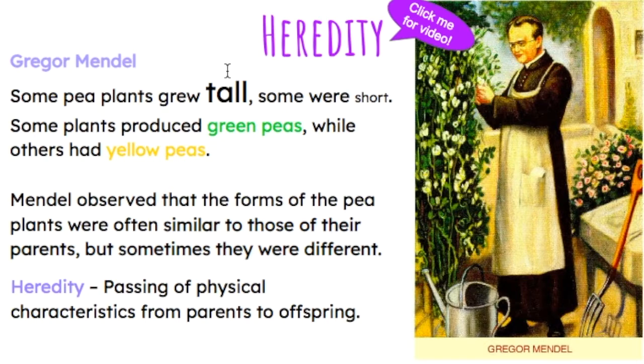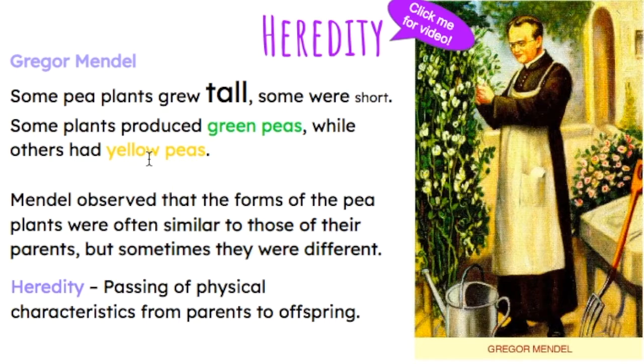We don't know. Anyway, he noticed that some pea plants, the peas like you eat, green peas in a pod, some grew tall, some were short, some made yellow peas, some made green peas, and others had yellow peas.